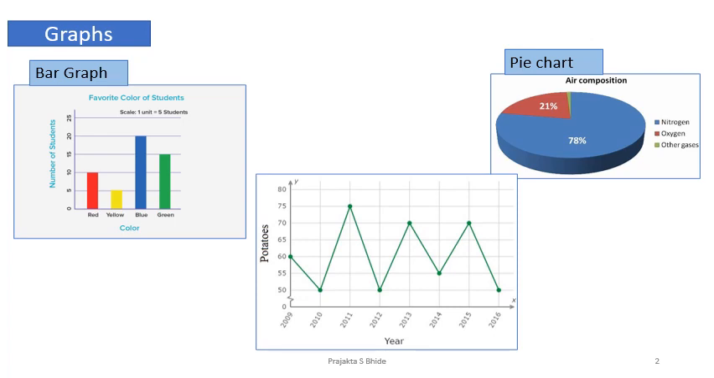One more graph. What do I have? Again, I have some x-axis, again, I have some y-axis. Some years are mentioned on the x-axis, and the number of potatoes that are grown or yielded. I have plotted dots, and then there is a small line going up and down, connecting those dots. This type of graph is known as a line graph.